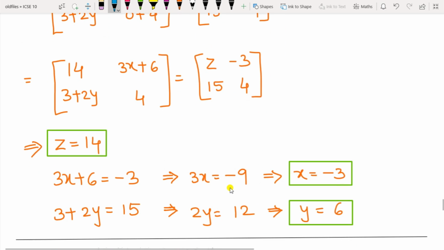Now equate those two. To equate these two matrices, you can equate the corresponding elements. So 14 is equal to z here. So the z value is 14. Then 3x plus 6 equal to minus 3. So you have to find the value of x from this. So x will be equal to minus 3, and 3 plus 2y equal to 15. So 3 plus 2y equal to 15, therefore y will be equal to 6. Okay. So these are the values of x, y and z.